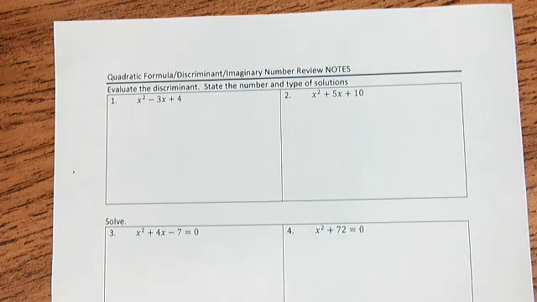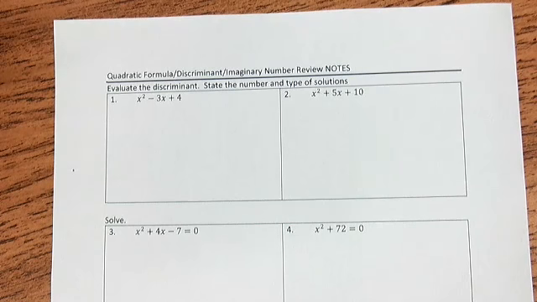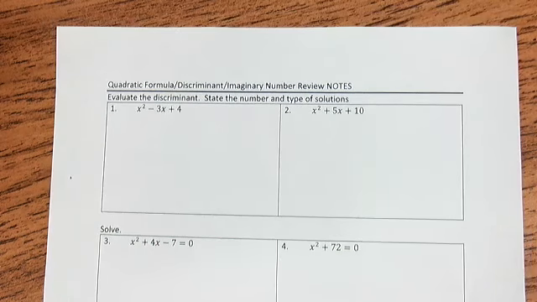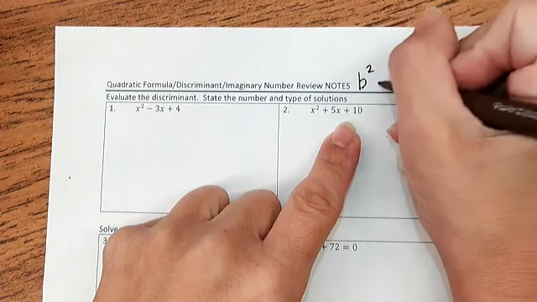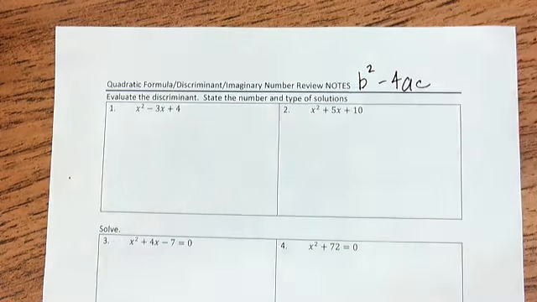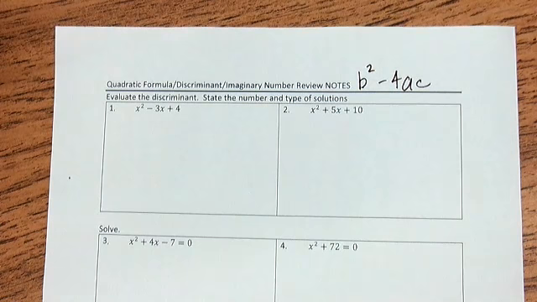Going to review the quadratic formula, imaginary solutions, and the discriminant. Okay, so first thing is we should review what the discriminant is. And the discriminant is b squared minus 4ac. And that's going to tell us how many solutions and what kind of solutions.